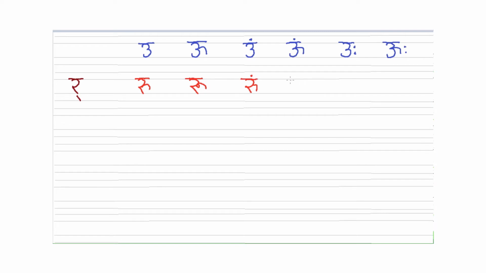Rum, room, ruhu. So this is the modification for the ra. For all the others, the modification will happen at the bottom. Okay, so we will now take ga.